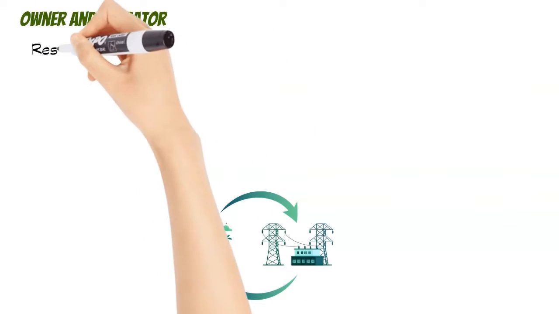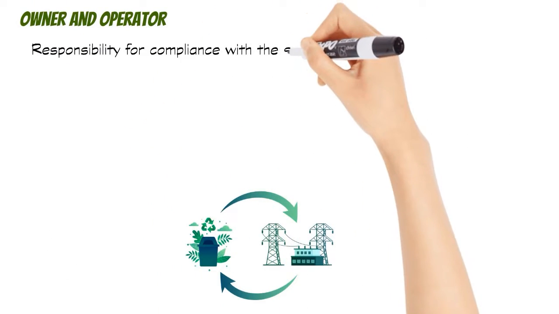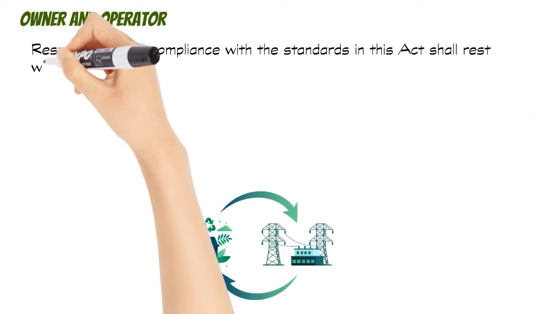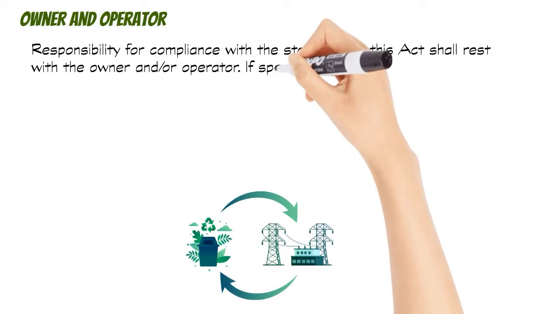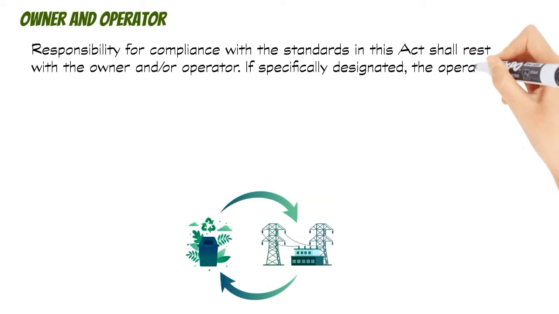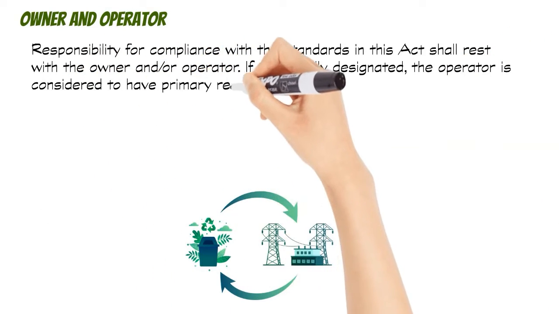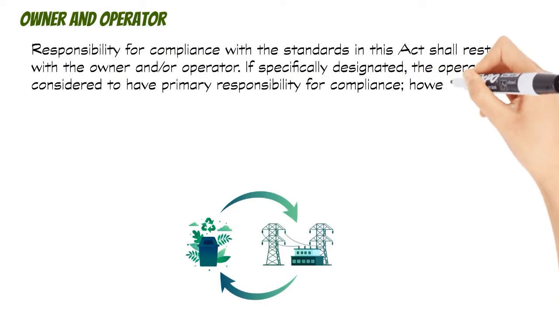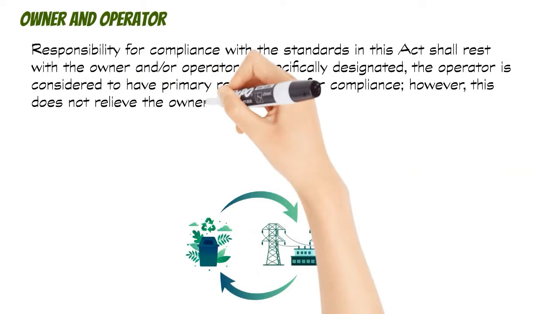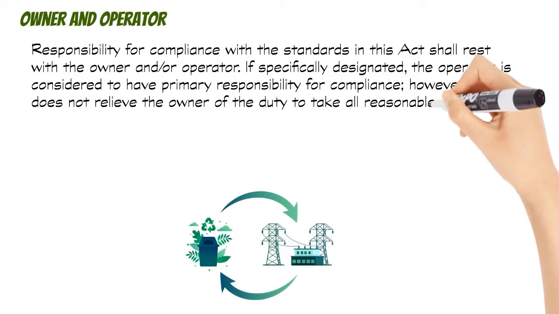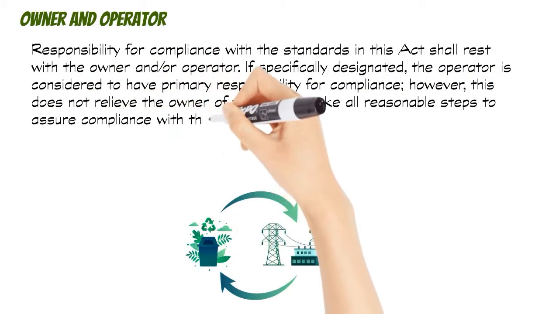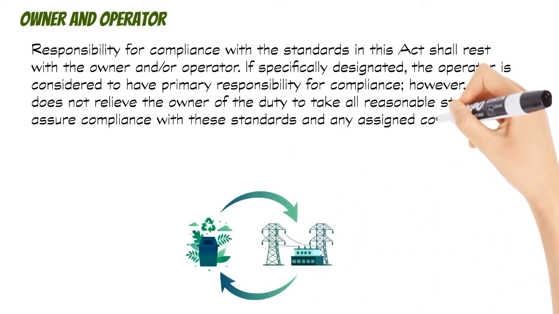Owner and operator. Responsibility for compliance with the standards in this Act shall rest with the owner and/or operator. If specifically designated, the operator is considered to have primary responsibility for compliance. However, this does not relieve the owner of the duty to take all reasonable steps to assure compliance with these standards and any assigned conditions.